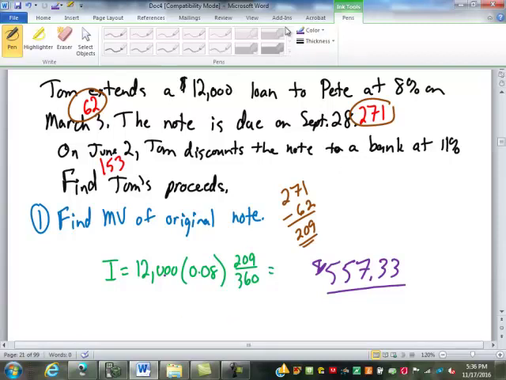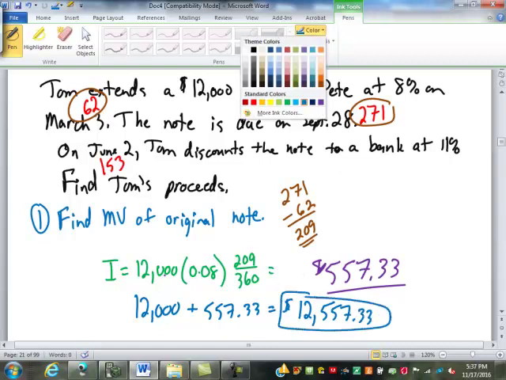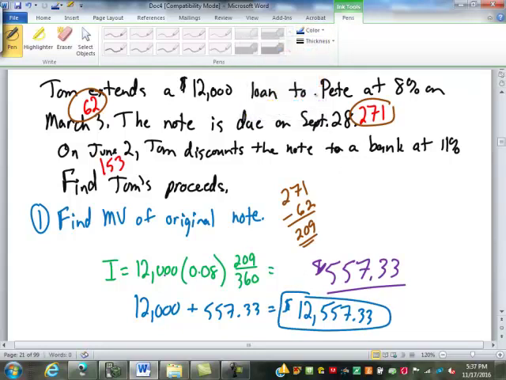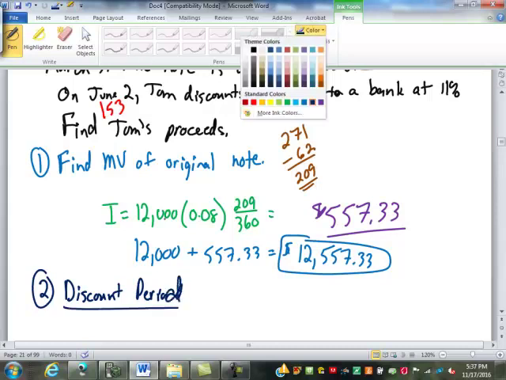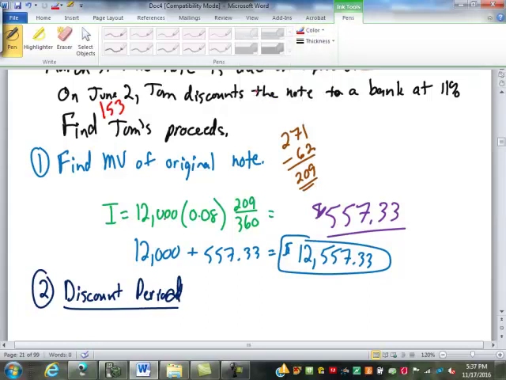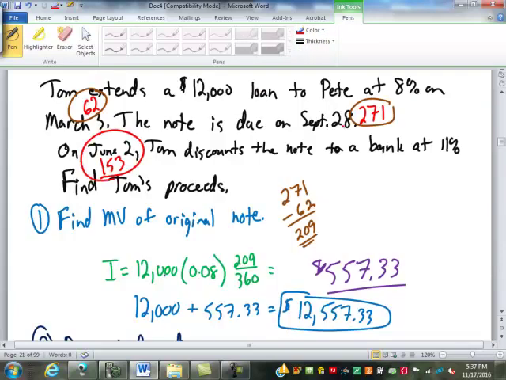So that means our maturity value is 12,000 plus the 557.33, which is 12,557.33. So what's our next step? Define the discount period. And of course, we had that 209 days. But what we're concerned about is the days that are left. So starting at June 2nd, going until September 28th.